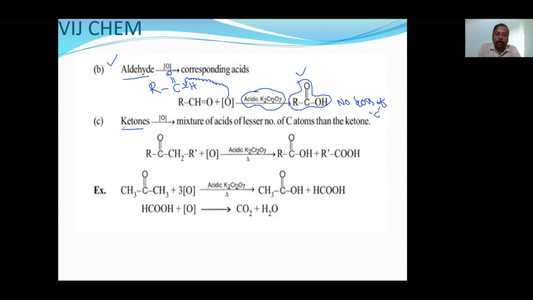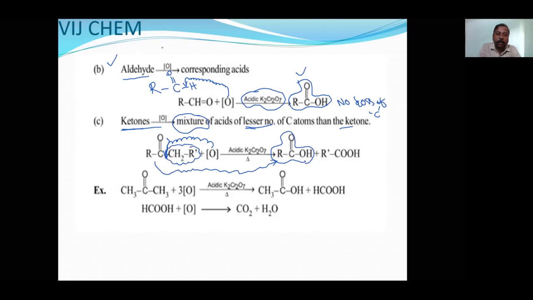See, but the problem is with the ketones. First of all, the acids will be mixed. You will not get one acid, you will get two acids. How many acids will you get? Two acids. And that also has one problem, that it has a lesser number of carbon atoms than the ketone. Why? Because there are two parts. So this oxygen will go and break this one. After breaking this one, the acidic medium hydrogen and this oxygen will be converted into this part, and R dash CH2, R dash CH2.